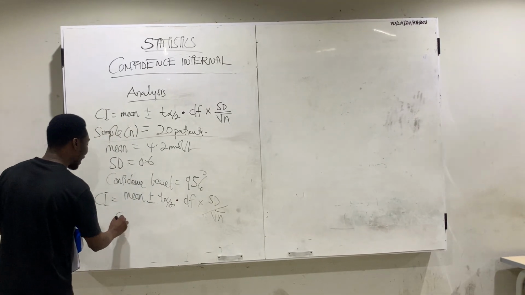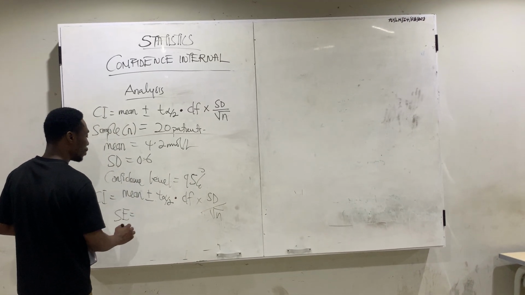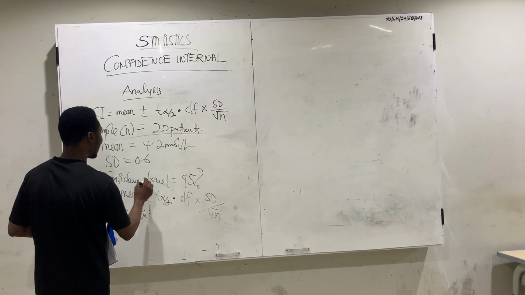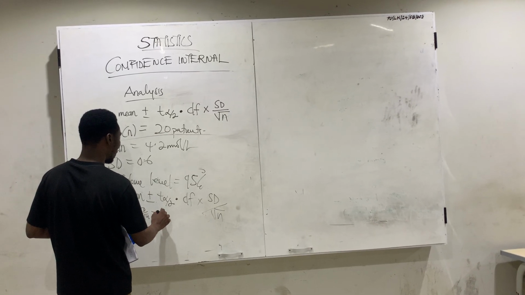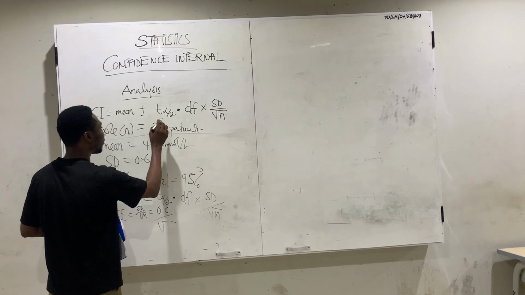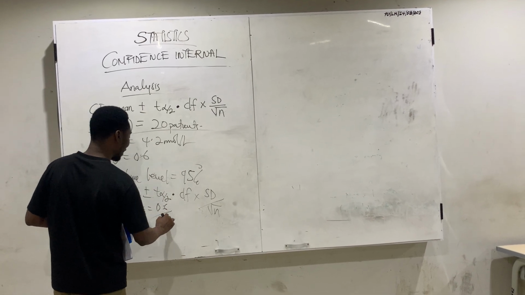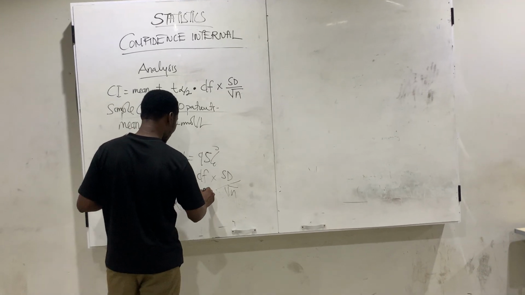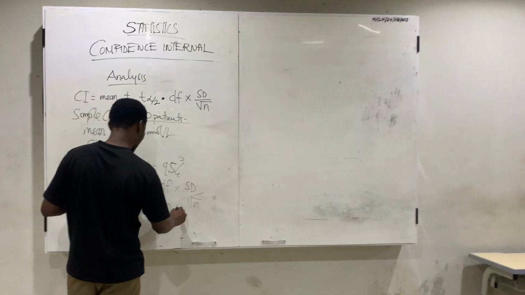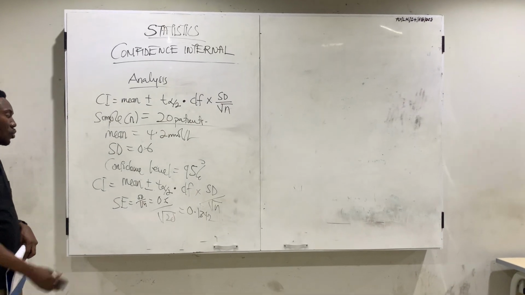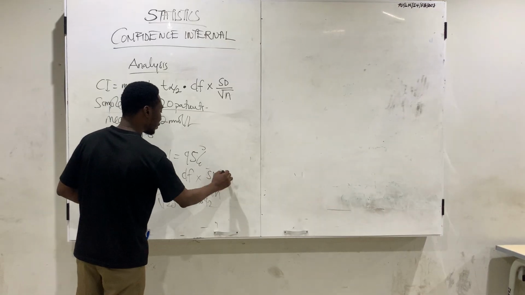So SE is equal to standard deviation all over square root of n. What's the standard deviation from the question? 0.6 over square root of n. What is n from the question? n from the question is 20. Then you compute this. When you compute this, you are going to get 0.1342. So we've done this part.